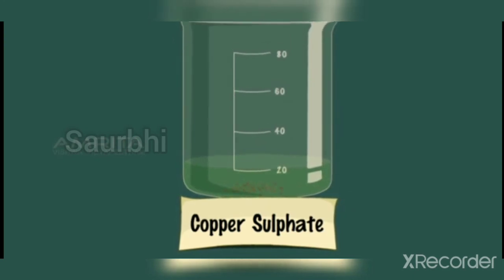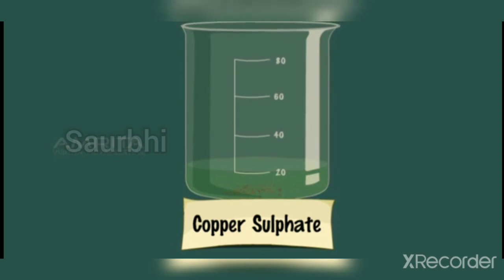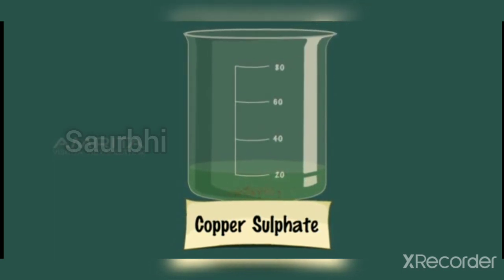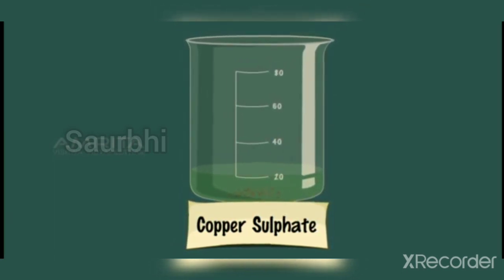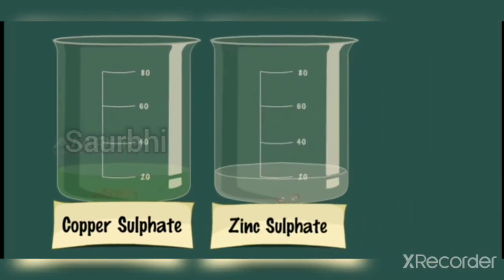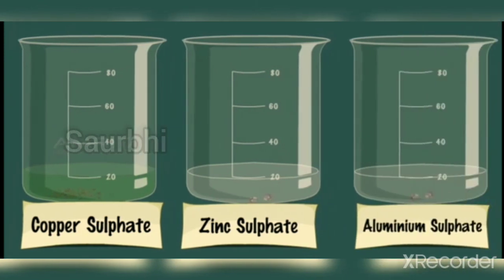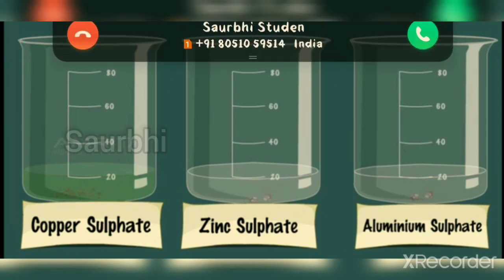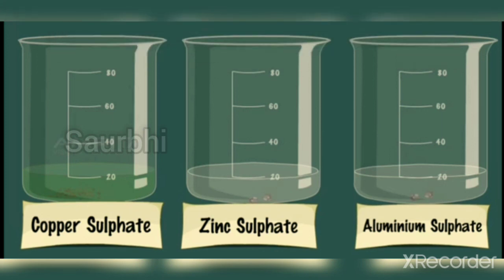This indicates iron is more reactive than copper and it displaces the copper from CuSO4 solution and forms a light green colored FeSO4 solution. In the other two cases, there is no change in the color of the solution as well as the appearance of the metal piece. This indicates iron is less reactive than the other two metals, aluminum and zinc, so it does not displace these metals from their salt solutions.